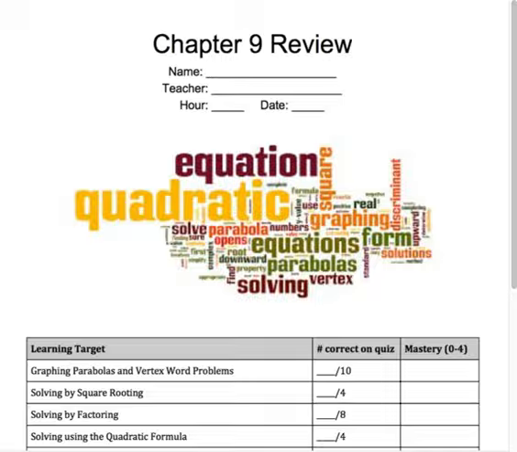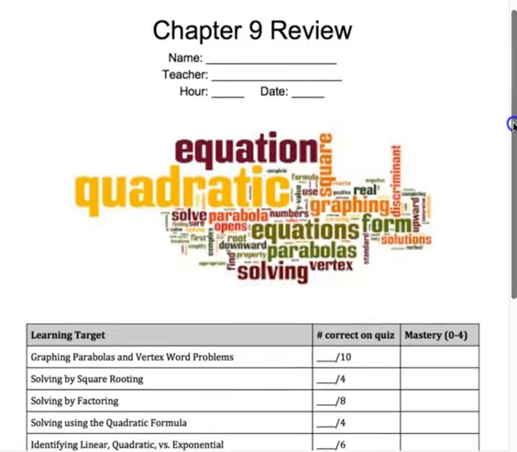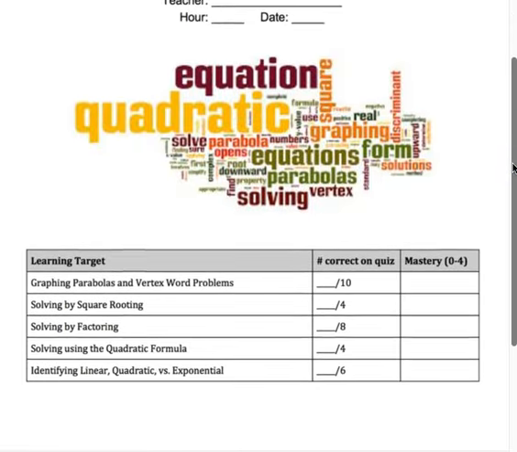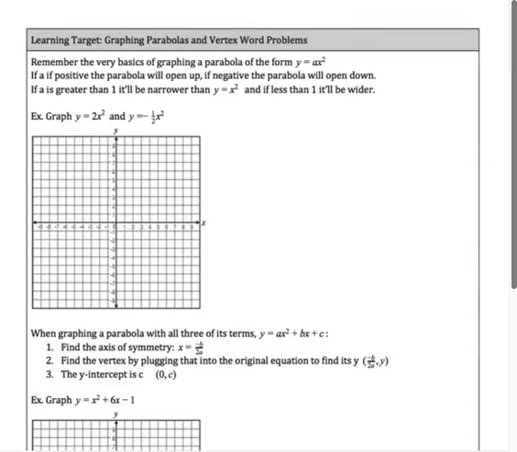So, Chapter 9, we talked all about quadratics, so degree 2 things. And I broke this down into 5 different learning targets. We started with graphing them and doing some vertex word problems. Then we moved into a bunch of solving methods, solving by square rooting, solving by factoring, solving by the quadratic formula, and then wrapping up the chapter with identifying linear, quadratic versus exponential functions. Can you tell the difference between how they look? So let's dive in since we have 5 learning targets to cover in this video.